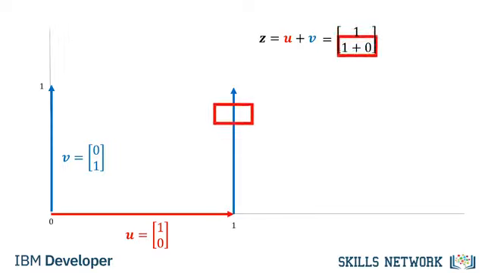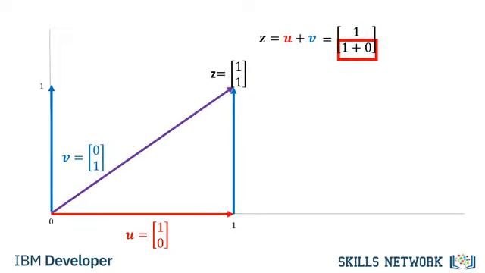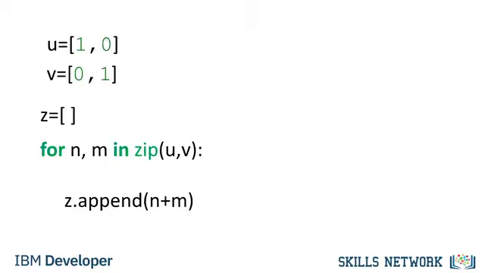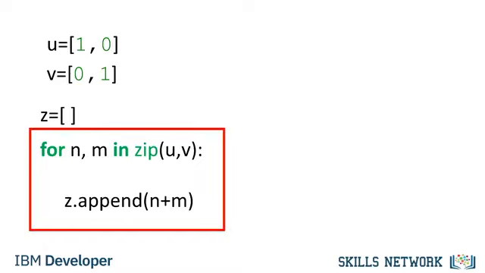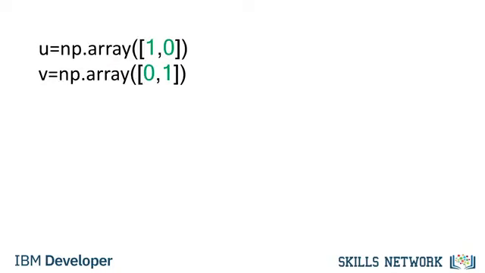It's helpful to use the tip-to-tail method when adding vectors, placing the tail of vector v on the tip of vector u. The new vector z is constructed by connecting the base of the first vector u with the tip of the second v. The following 3 lines of code will add the 2 lists and place the result in the list z. We can also perform vector addition with 1 line of Numpy code.